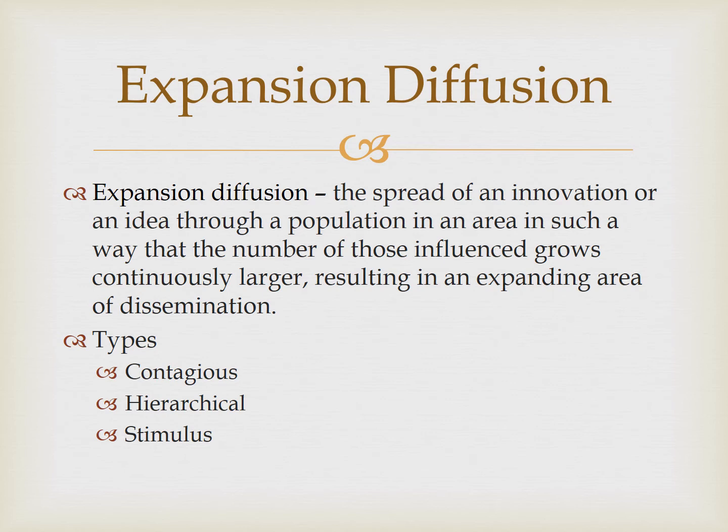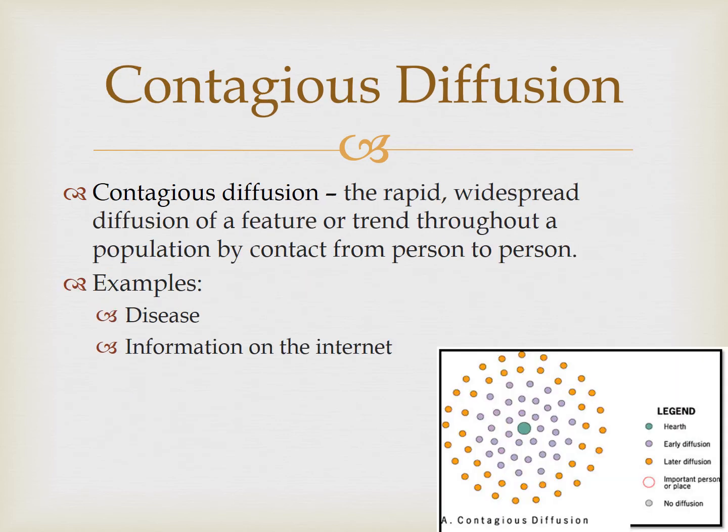And I know we hate when teachers say, "Right, but that isn't the best answer." But I have to be honest, it happens a lot in AP classes. So we have to be meticulous and critical as we go through this material. So we leave expansion diffusion here, and we dive into the three better answers, which describe how it grows continuously larger. And those are contagious, hierarchical, and stimulus.